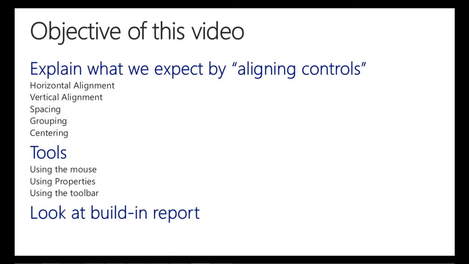At the end of this video, you should be able to properly place your controls on a report. In fact, use the tools, functions and all that is available in Visual Studio to do this in the most efficient way and to bring more speed in your report development. The objective of this video is just to explain what aligning means and how you do it in Visual Studio. We'll do that with a very simple report, putting some controls in it and aligning them, but also looking at a built-in report.